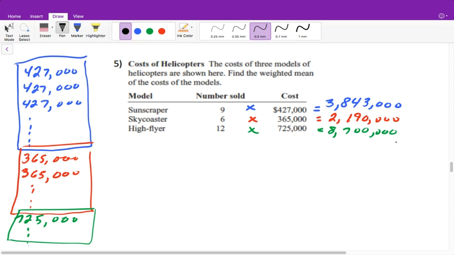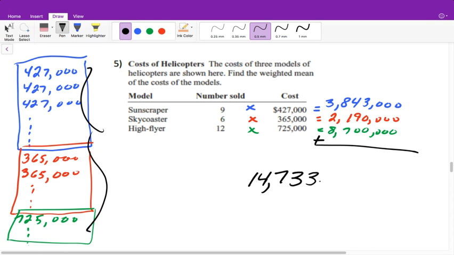Right, so then if we were to add all of these together, that would give us a total as if we were to add every single one individually. And when we add them all together, that gives me 14,733,000. I don't know what is wrong with me right now reading these numbers.